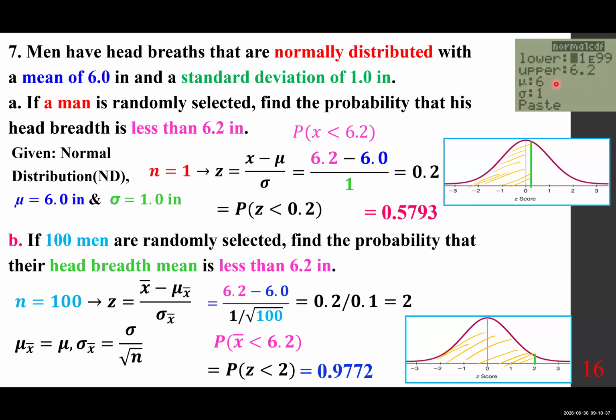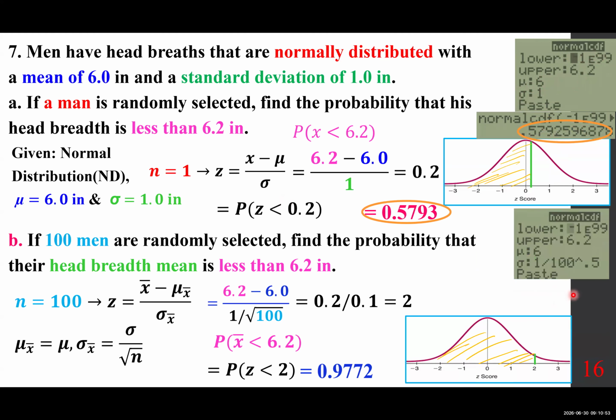Upper is 6.2, mu, sigma equals 1. But you could use minus 100, minus 1000. It gives you really the same result. As you can see, those are the answers.